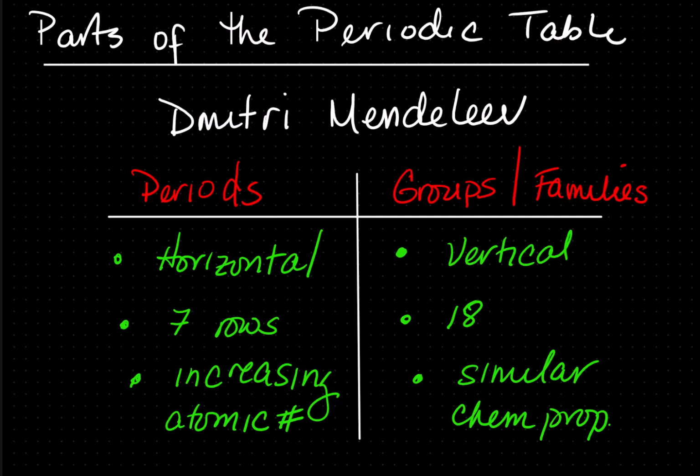The discovery of the periodic table was credited to Dmitri Mendeleev. His periodic table was organized in periods, which go horizontal or in rows. There are currently 7 rows, and they're arranged in increasing atomic number. The vertical columns are known as groups or families. There are 18 currently, and they are arranged by similar chemical properties.